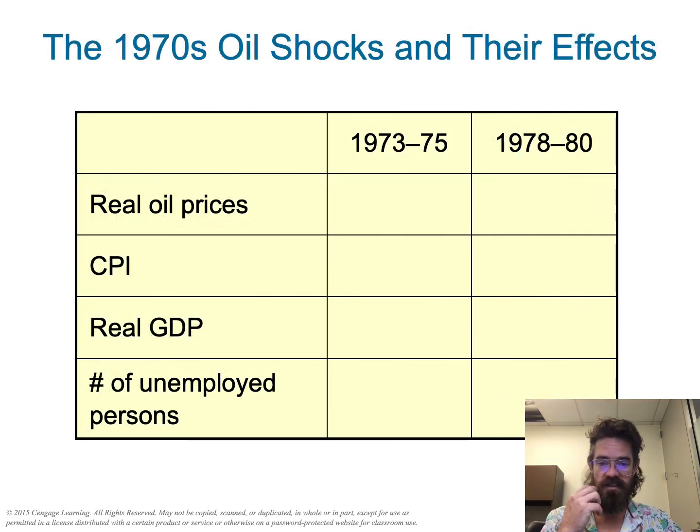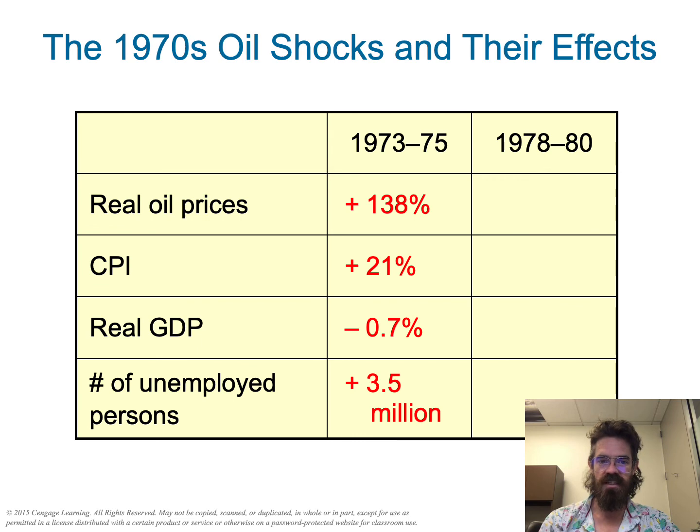Okay, so like I said, this actually happened in the 1970s, at two different points. In the period between 1973 and 1975, oil prices increased by almost 140%. And this definitely translated into inflation, right? The CPI, the Consumer Price Index, went up by 21%. That's pretty big inflation over just a period of 2 years. And real GDP fell, so we had a recession, and unemployment went up as well.